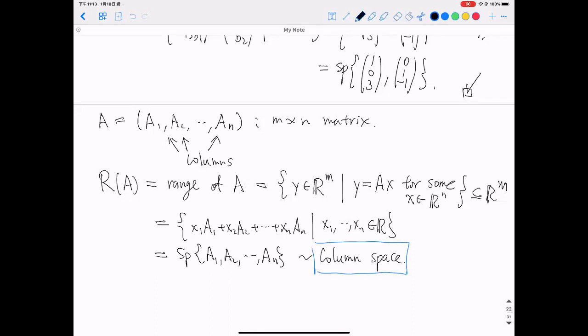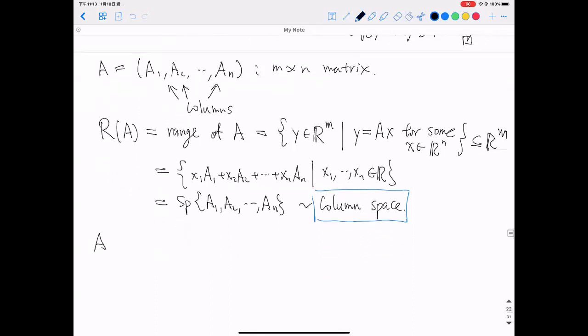Now, we could also write our matrix A in terms of rows. So these a's are rows. And just like the case for columns, where you look at the span of all columns of A, you can also look at the span of all rows of A.